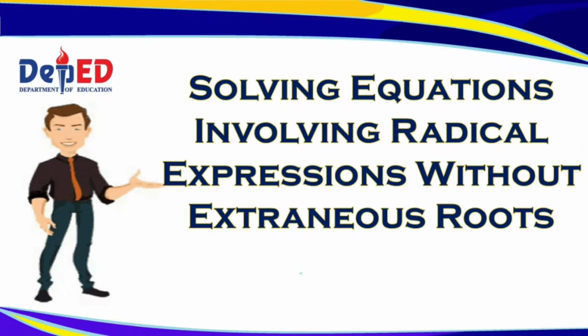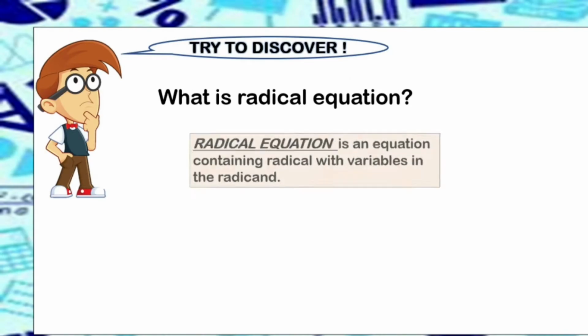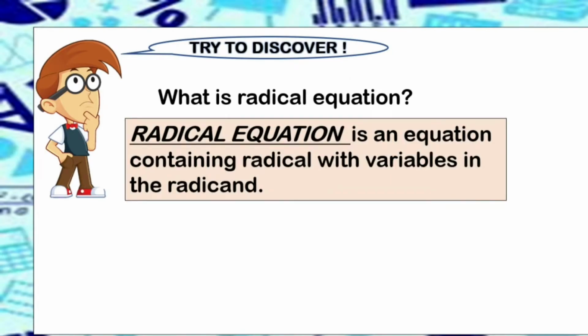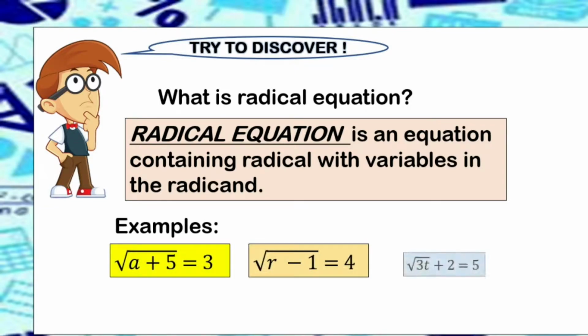What do we call equations involving radical expressions? These equations are called radical equations. A radical equation is an equation containing a radical with variables in the radicand. Examples of these are square root of a plus 5 is equal to 3, square root of r minus 1 is equal to 4, and square root of 3t plus 2 is equal to 5.